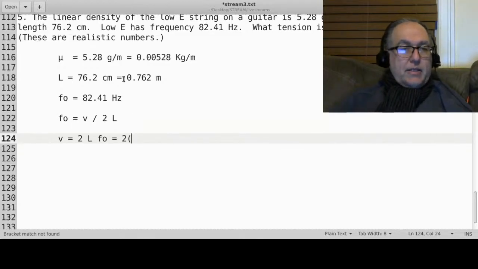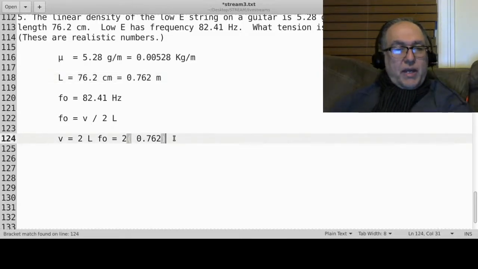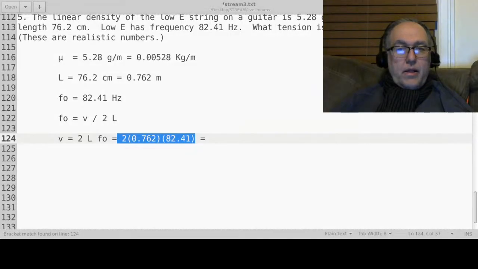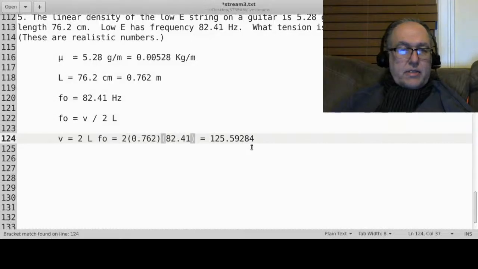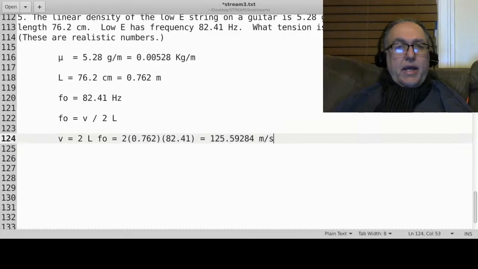2, and L is 0.762 meters. Okay, so there's your L, and your frequency is 82.41, like that. And so your velocity is, now too many digits there, but that's okay. We'll round off at the end. Okay, is 125.59 blah blah blah meters per second.